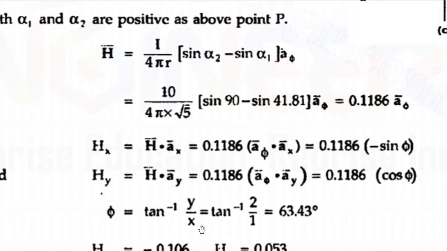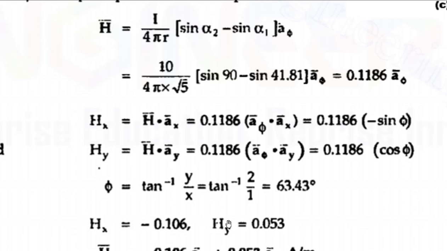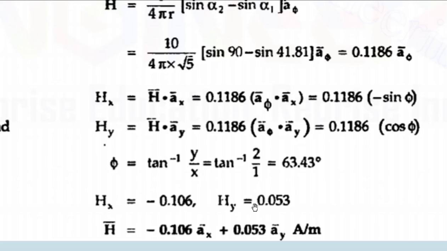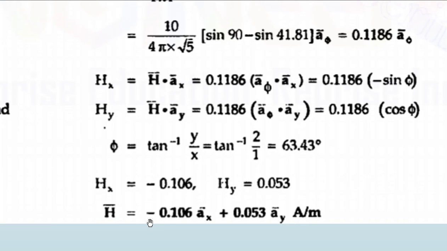We have to consider y and x of the point given, the point P. So in point P, y is 2 and x is 1. So it is tan inverse of 2 upon 1. So this is the angle made by point P with the xyz system. So tan inverse of 2 upon 1 means 63.43 degrees. So Hx will become equal to minus 0.106 and Hy will become equal to 0.053. Now we'll write this whole H in Cartesian system as Hx ax plus Hy ay. So that becomes H bar is equal to minus 0.106 ax cap plus 0.053 ay cap ampere per meter.